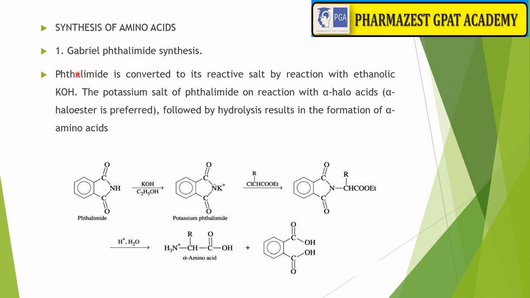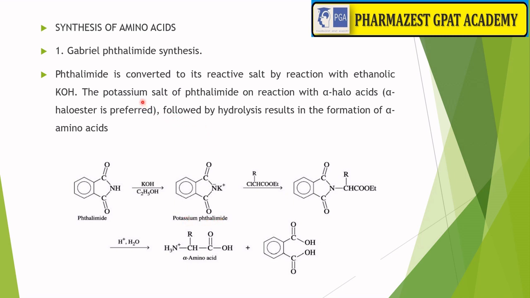Gabriel-Phthalimide synthesis. Phthalimide is converted to its reactive salt by reaction with ethanolic KOH. In this reaction, H plus is substituted by K plus, resulting in the formation of a highly reactive intermediate, that is potassium phthalimide, which is highly reactive.